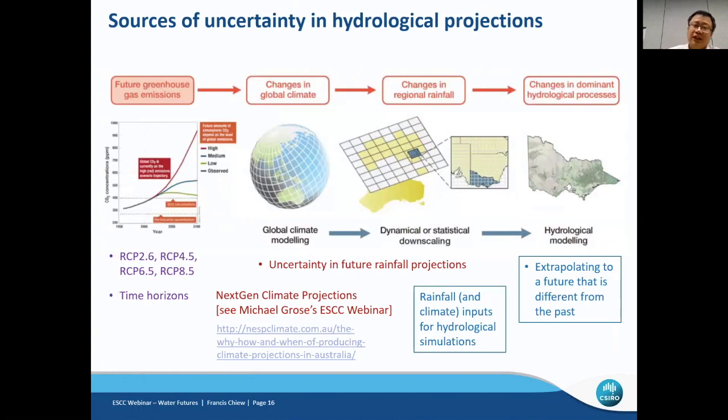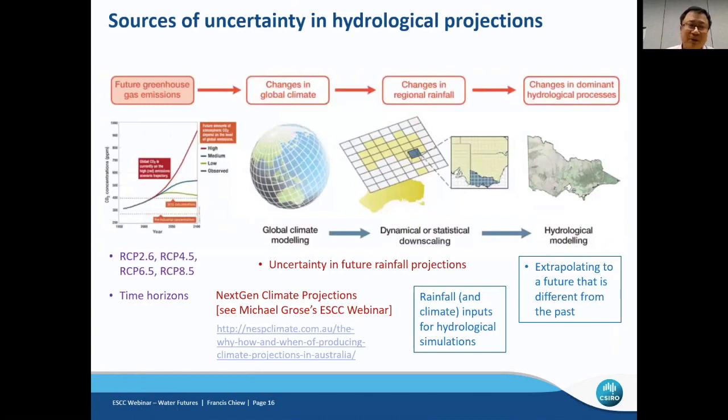But suffice to say, there'll be a lot more of these projections coming out. So it's very complicated for even the researchers to work out which ones to use, how to use that, and how to make sense of all these projection data sources. Now, I'll refer you to last month's webinar, which is put together by Michael Gross, and that's really a good place to start having a look around at what we are going to try to make sense about these projections in the coming years to deliver the next gen climate projections.